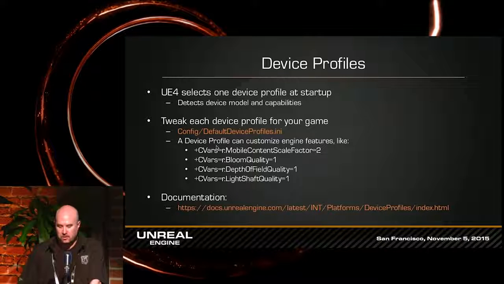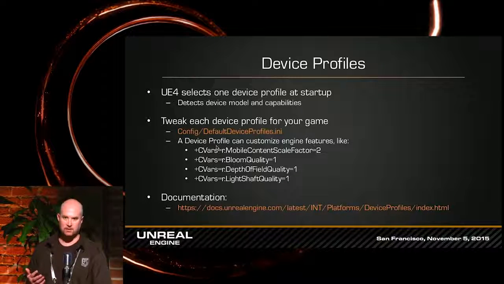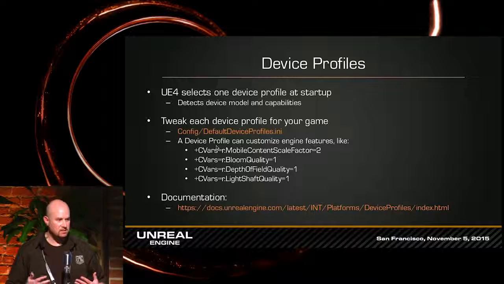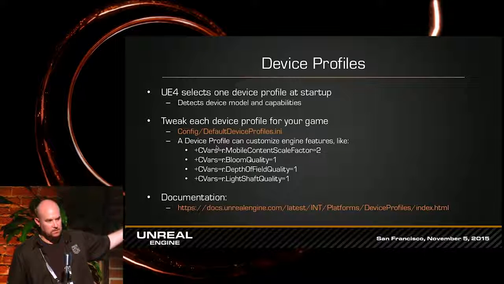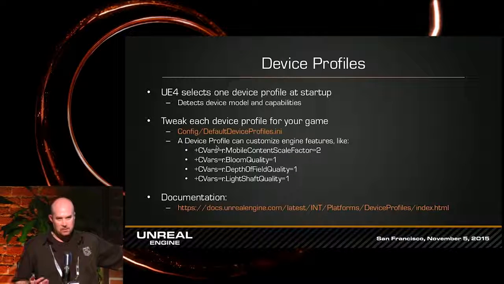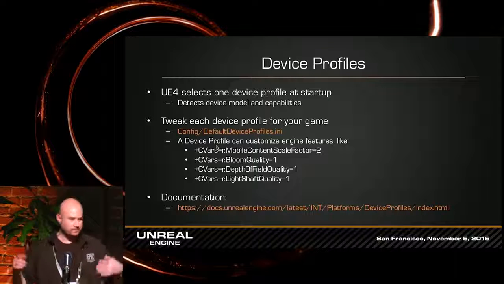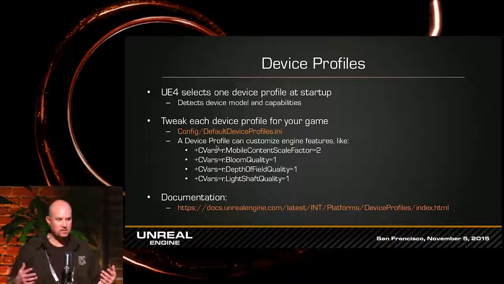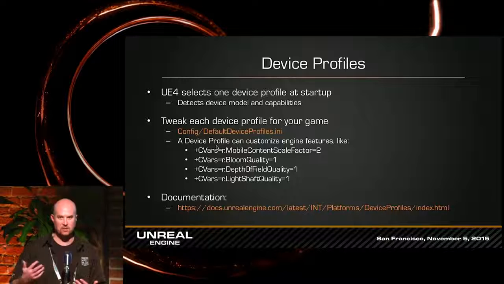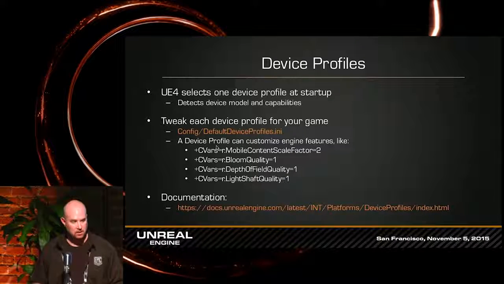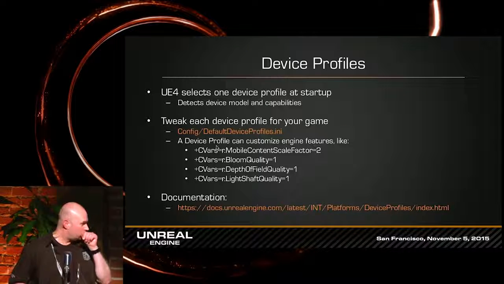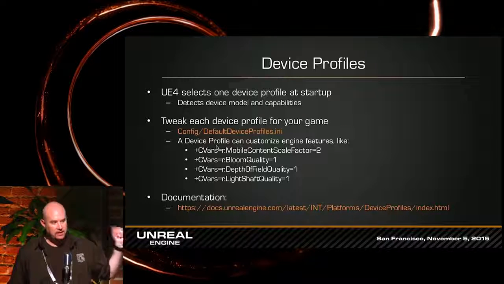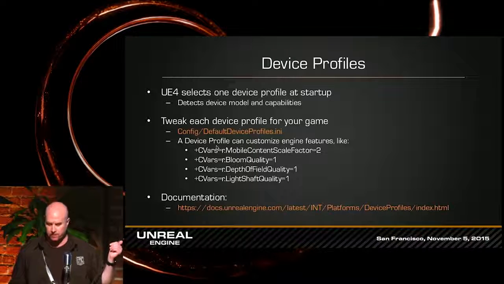So once UE4 has chosen a device profile for you in C++, the device profiles themselves are written in INI. And they set things up, like they adjust the mobile content scale factor, for example, which is for resolution adjustment. Bloom quality is to make the Bloom process faster or slower, but better looking, or disable it completely. You have the link there for more documentation on the device profile.